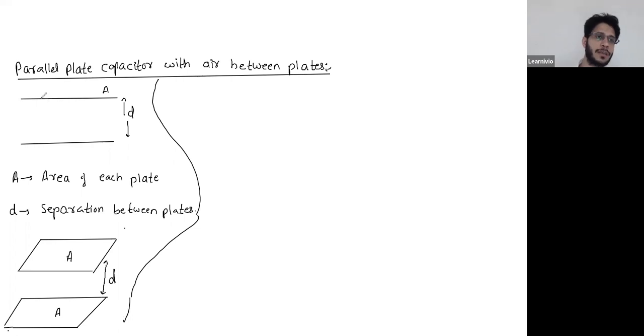For being a capacitor, both the conducting plates should have opposite charge. This plate has a positive charge of plus sigma, and this plate has a negative charge of minus sigma. The next step is you have to calculate the electric field between the plates.